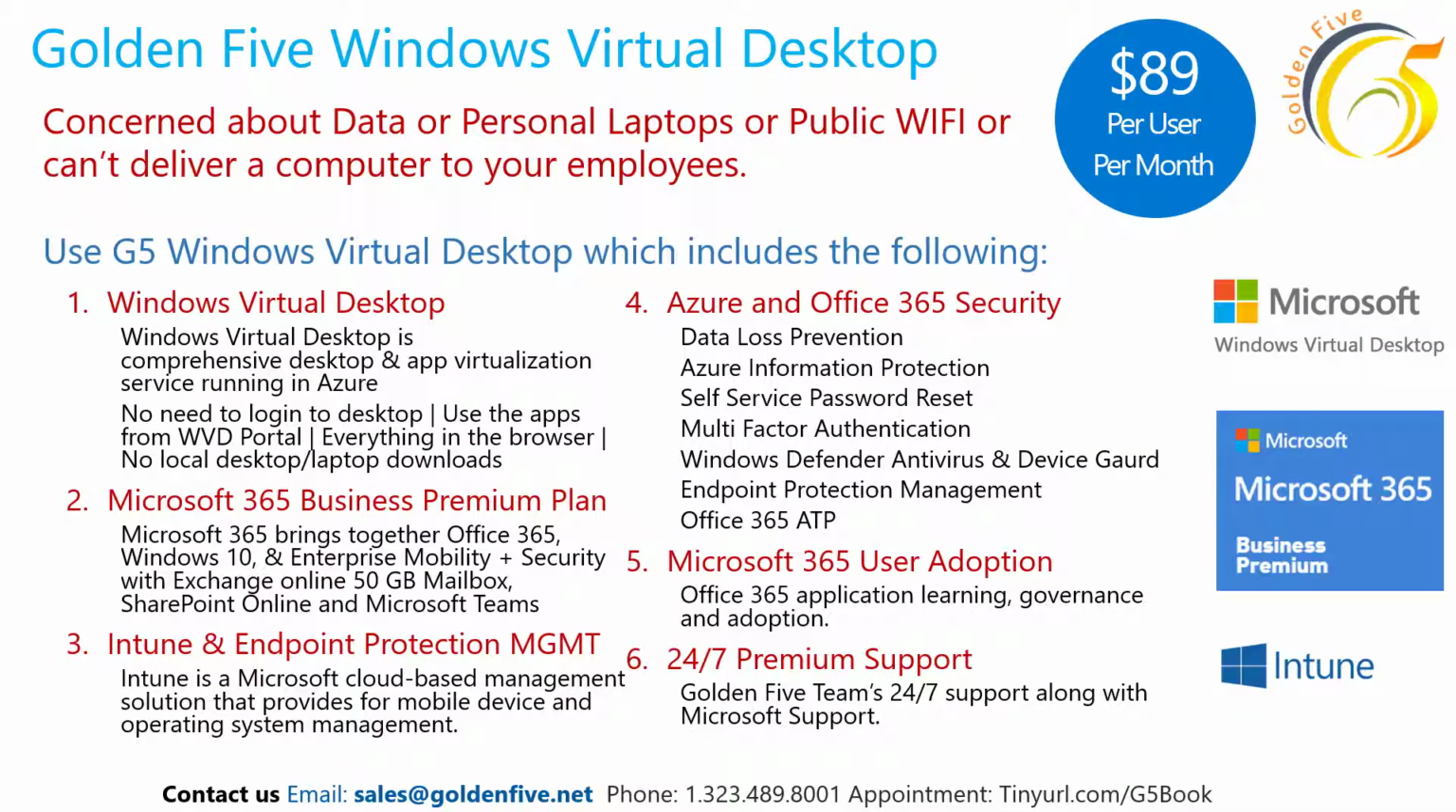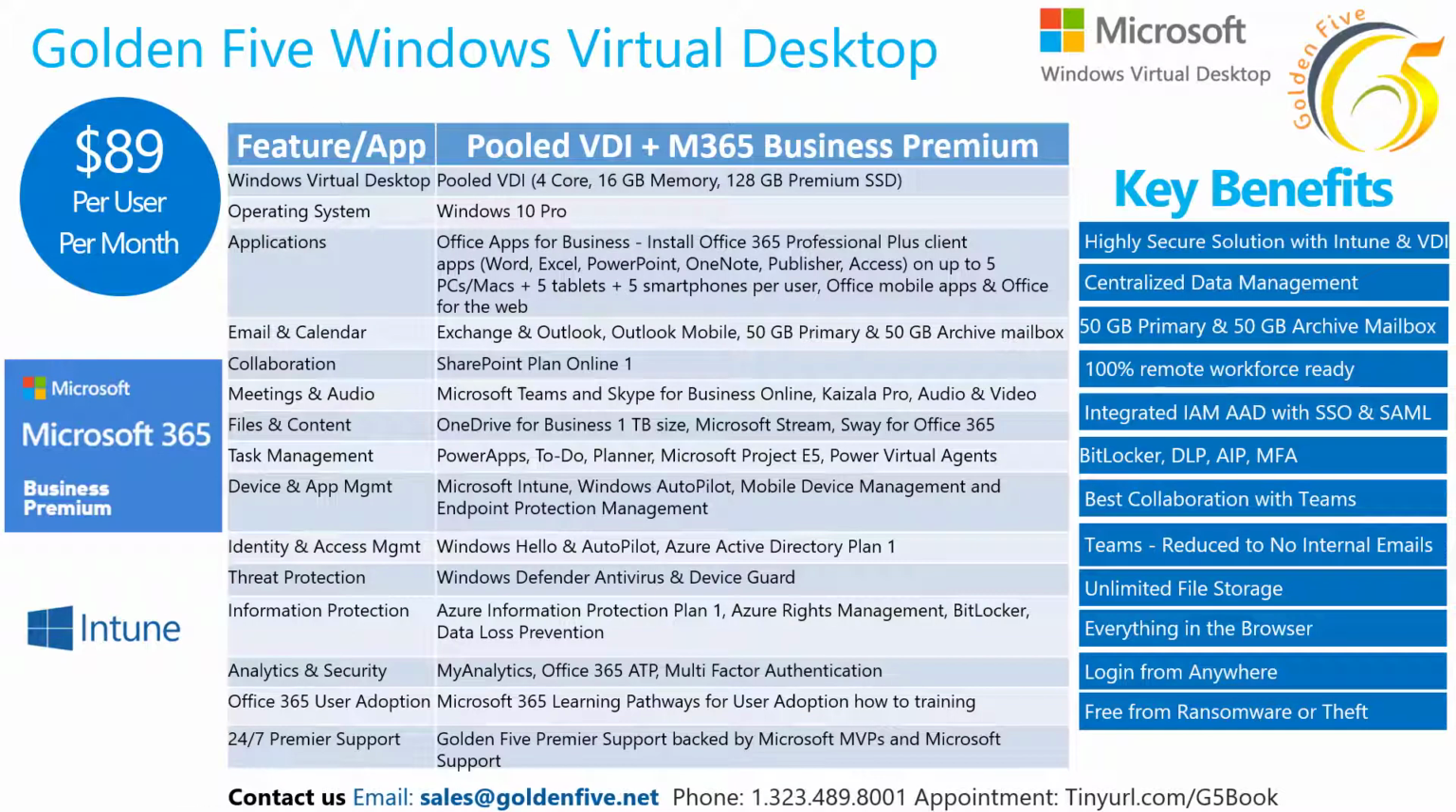Here in the basic, we have included Windows Virtual Desktop, Microsoft 365 Business Premium Plan, Intune and Endpoint Management, Azure and Office 365 Security, which includes data loss prevention, Azure Information Protection, self-service password reset, multi-factor authentication, Windows Defender antivirus, and Device Guard, Endpoint Protection Management, Office 365 ATP. It also includes Microsoft 365 User Adoption. It also covers end-to-end full support from Golden 5. This slide covers all the features which are included and you will receive.